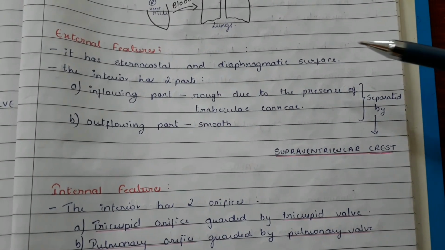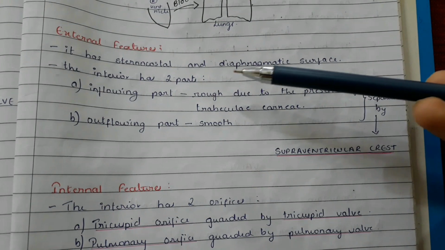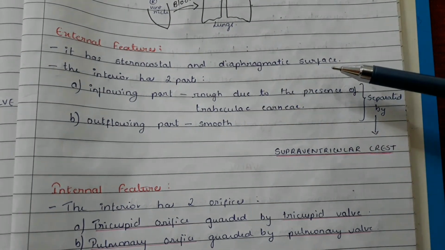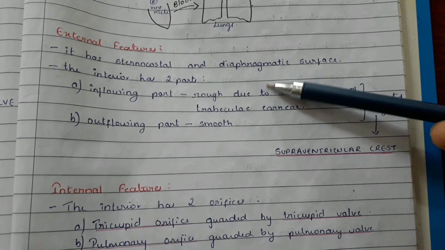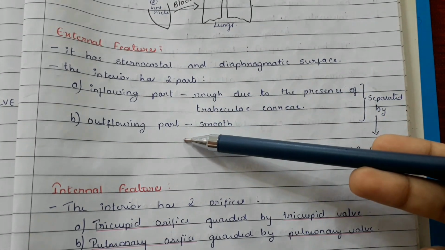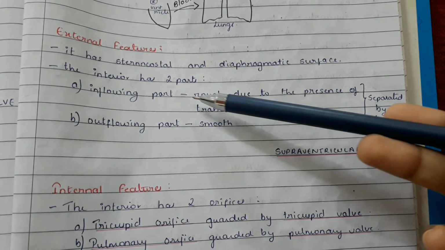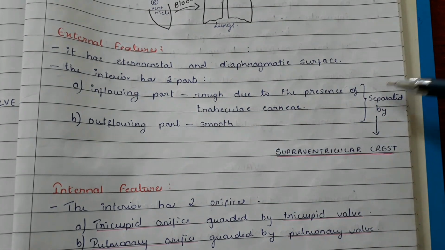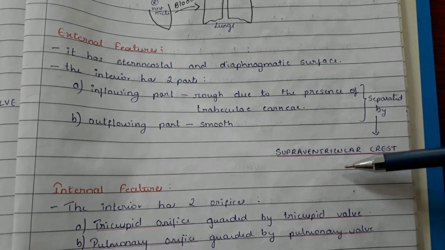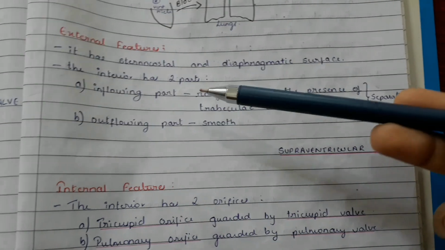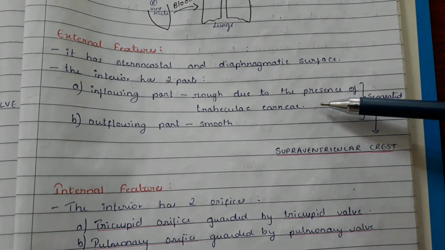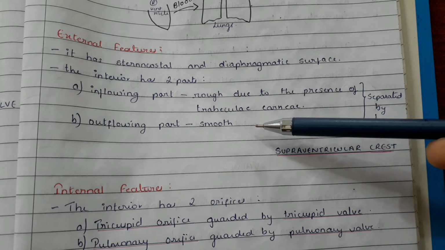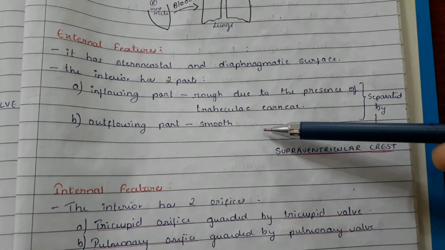External features of the right ventricle. It has a sternocostal surface and a diaphragmatic surface. The interior has two parts, the inflowing part and the outflowing part. The inflowing part and the outflowing part are separated by the supraventricular crest. The inflowing part is rough due to the presence of trabeculae carneae and the outflowing part is smooth.